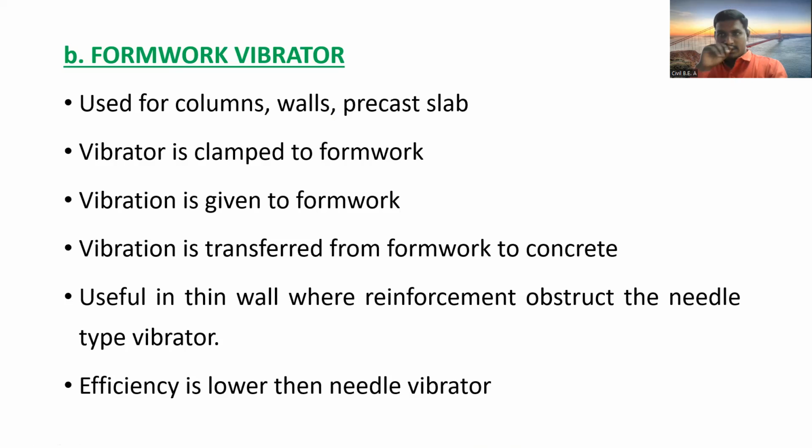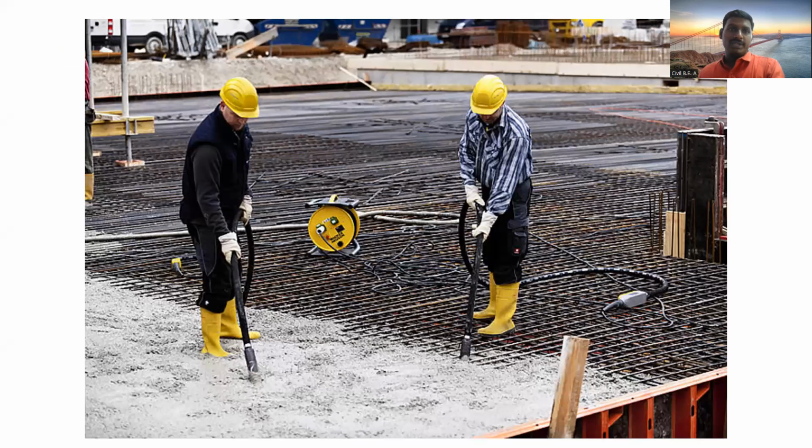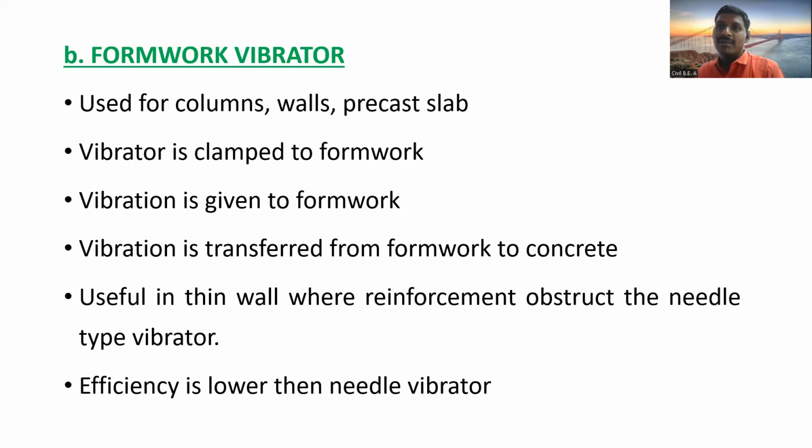The second type of vibrator is the formwork vibrator. The first vibrator we have seen is the internal vibrator, which we insert into the concrete. Why are we calling it an internal vibrator? Because we are inserting it into the concrete. But the formwork vibrator is there. The second type of vibrator is the formwork vibrator.